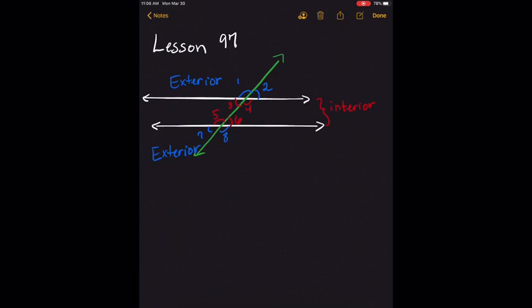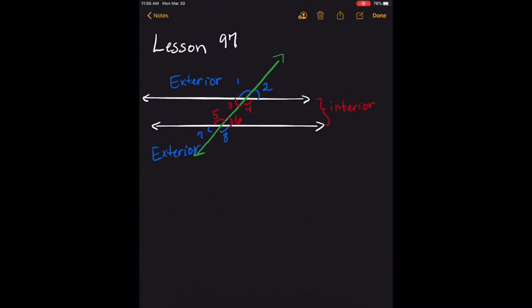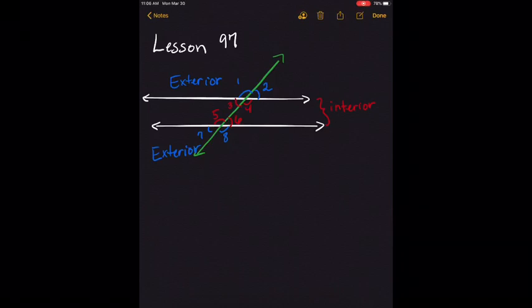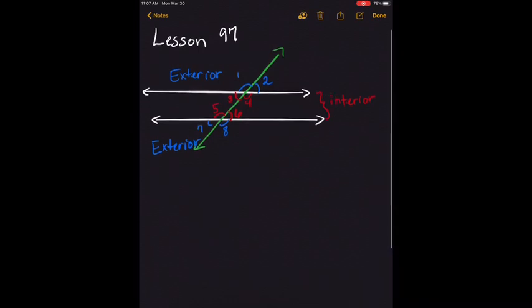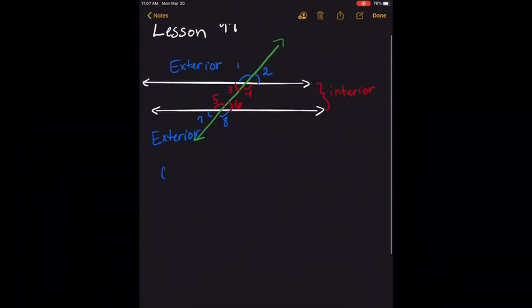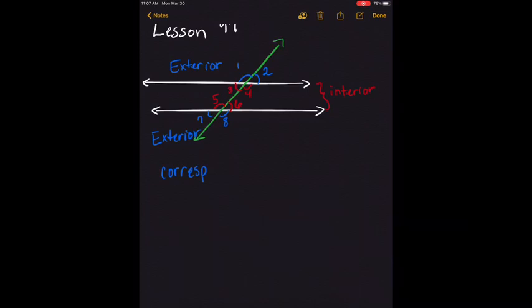Okay, and because we have parallel lines, we have some specific types of angles that are created by these parallel lines. So we have corresponding angles, and you can start filling out your chart. Actually, I'm going to just change that to white, sorry. Not white chalk, white pen.